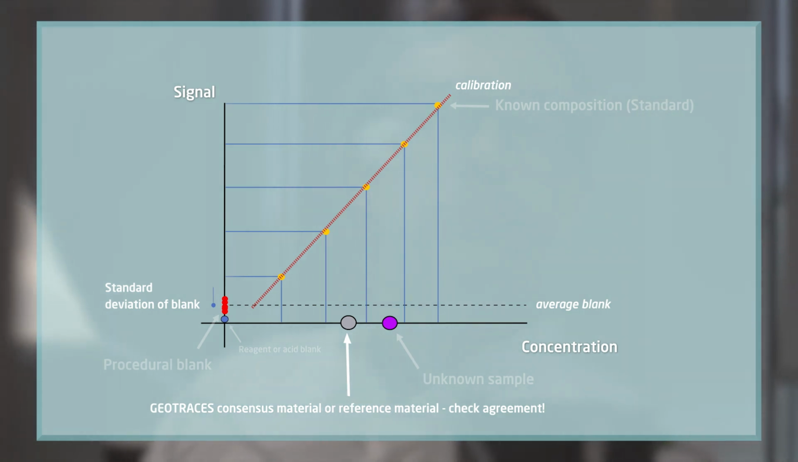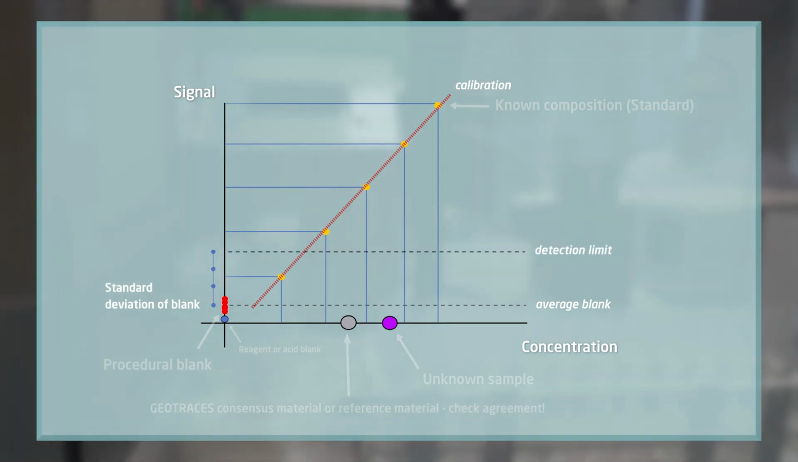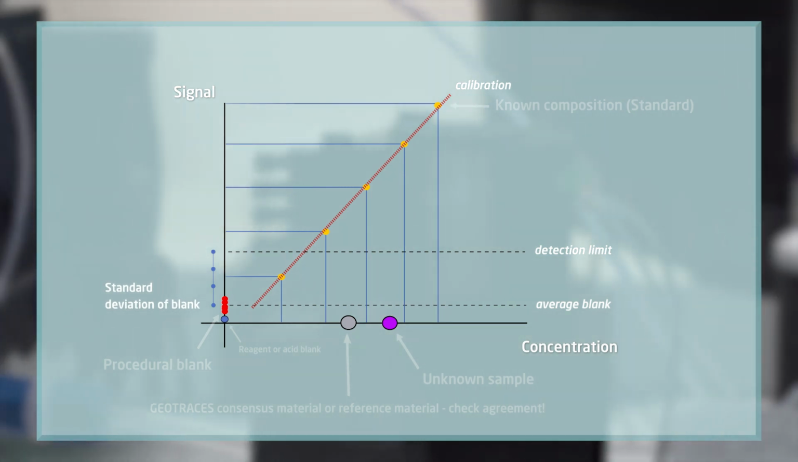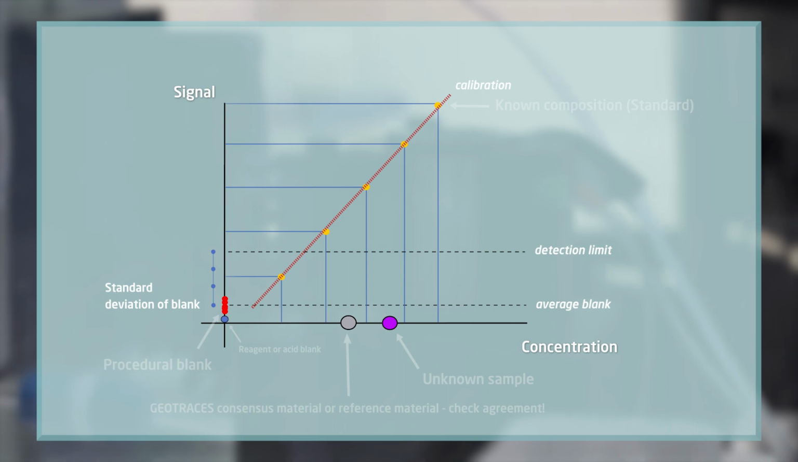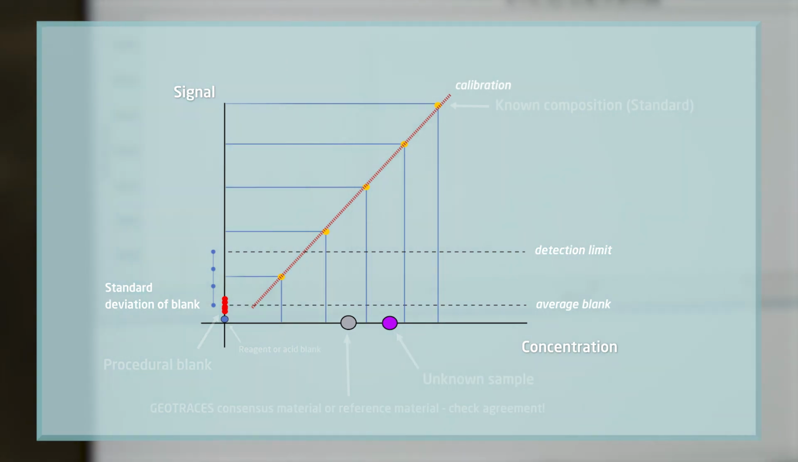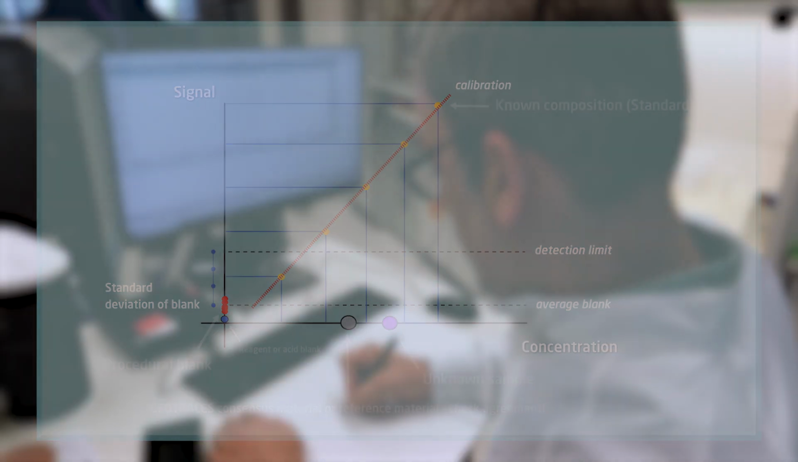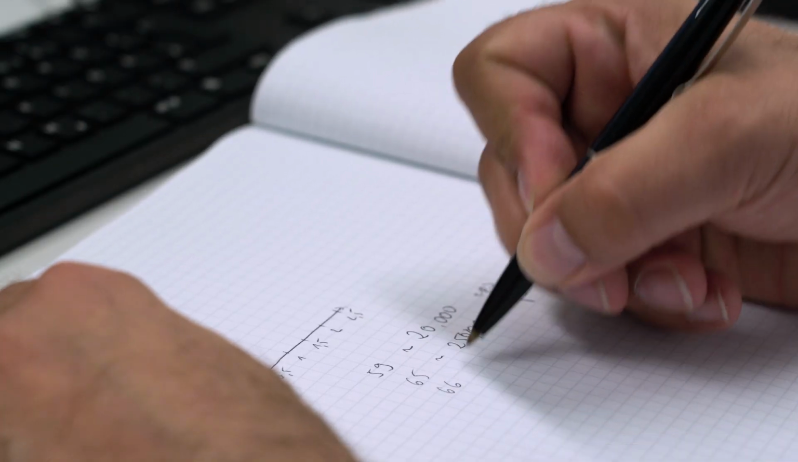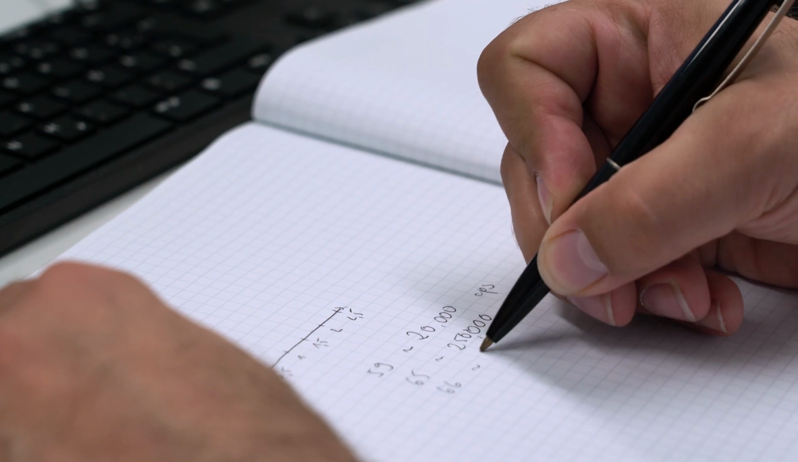The detection limit of your ICP method is set by the standard deviation of the procedural blank, so make sure to have a sufficient number of blanks, otherwise your detection limit is suffering. Lab intercomparisons are also a regular part of the quality check.